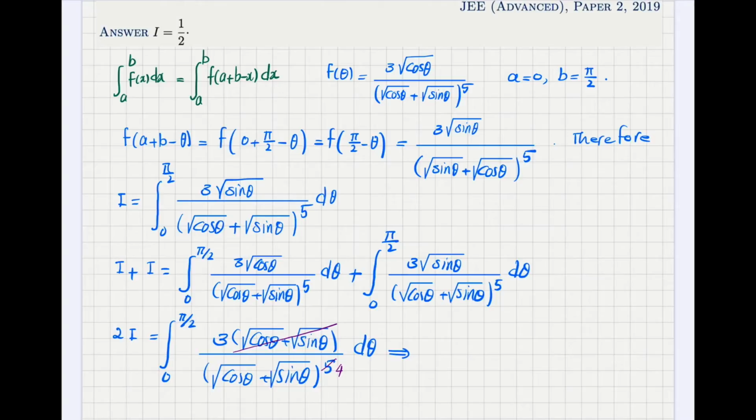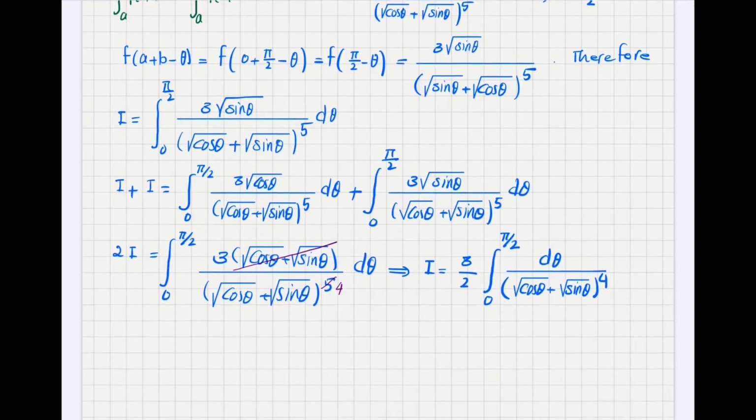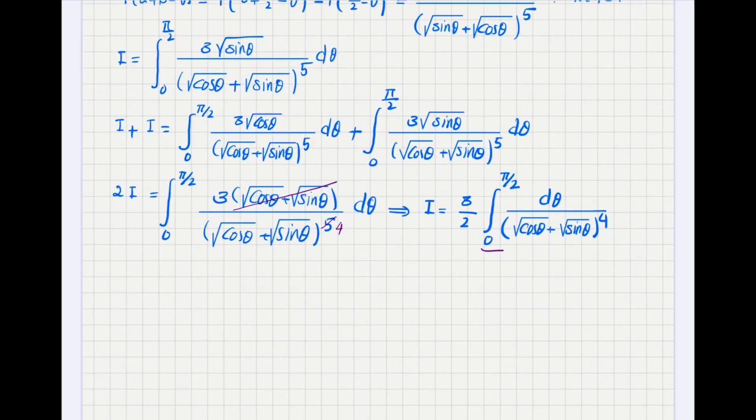And then of course this is not exactly equal to I, but it is equal to 2I, but that's a minor problem, because if I want to calculate I, I could just simply divide by 2. So then finally I get this idea that I is equal to 3 over 2, I pull 3 out as well, and then divide by 2, integral from 0 to pi over 2, d theta, and in the denominator I will have square root of cosine theta plus square root of sine theta, and then I have to power 4. So what I need to calculate now, let me call this integral itself J, and then when I calculate J, to calculate I need to multiply it by 3 over 2. So I focus my attention on calculating J.